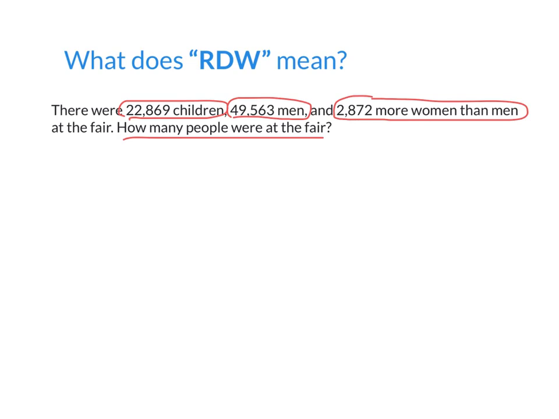No. In order to find out how many people are at the fair, we do have to add up the number of children, men, and women. But do we know the number of women yet? Let's draw a tape diagram that would show the number of women. Go ahead and see if you can do that.